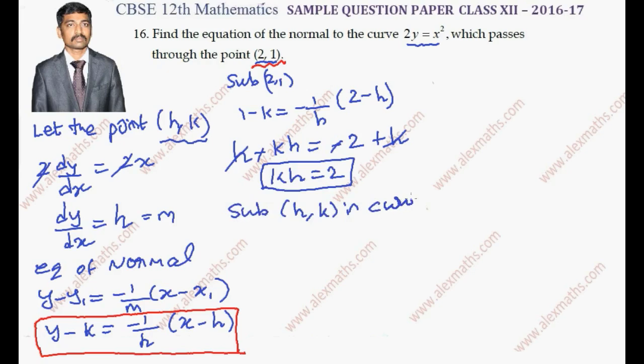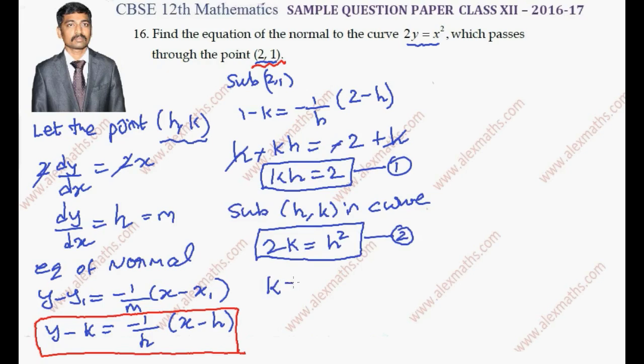What do we get? 2k is equal to h square. I'm going to solve these two equations. I'll take this as 1 and 2. We have the value of k from the first equation, 2 by h, and k from the second equation, which is h square by 2.